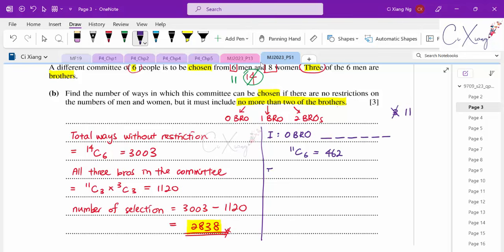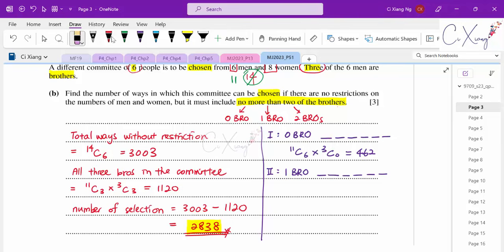Then I consider the second case where I put 1 brother only in the committee. To be more accurate, for case number 1, I write 11C6 multiplied with 3C0, because from the 3 brothers, I want to select 0 of them to be placed in the committee. Therefore, you have 462. Okay, so case number 2.